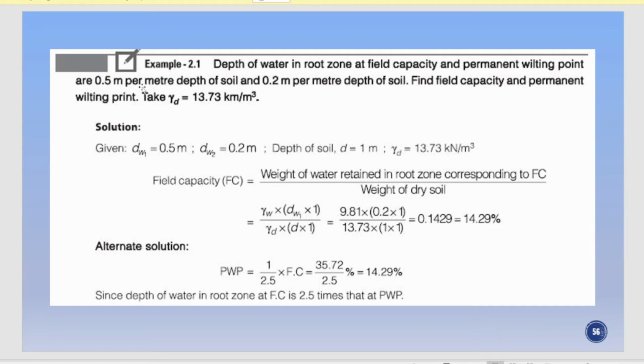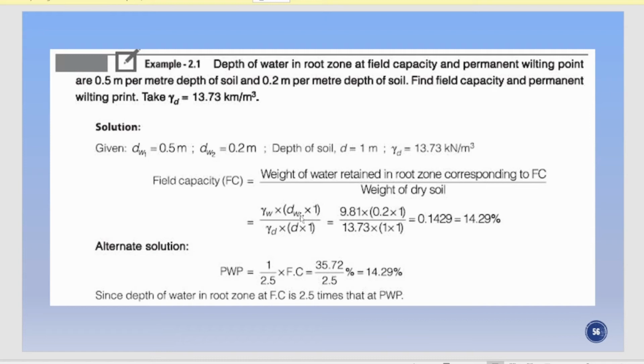Now he wants us to calculate the water content at field capacity and permanent wilting point. You can solve directly by considering this relationship: water content is the weight of the water retained in the root zone divided by the weight of dry soil. You can go with the very basic equation, or we can use the equation which we had derived earlier. You can do both. Let us go with the most conventional one, using the basic equation. So the water that is available here is gamma W into dW1, as he has written.